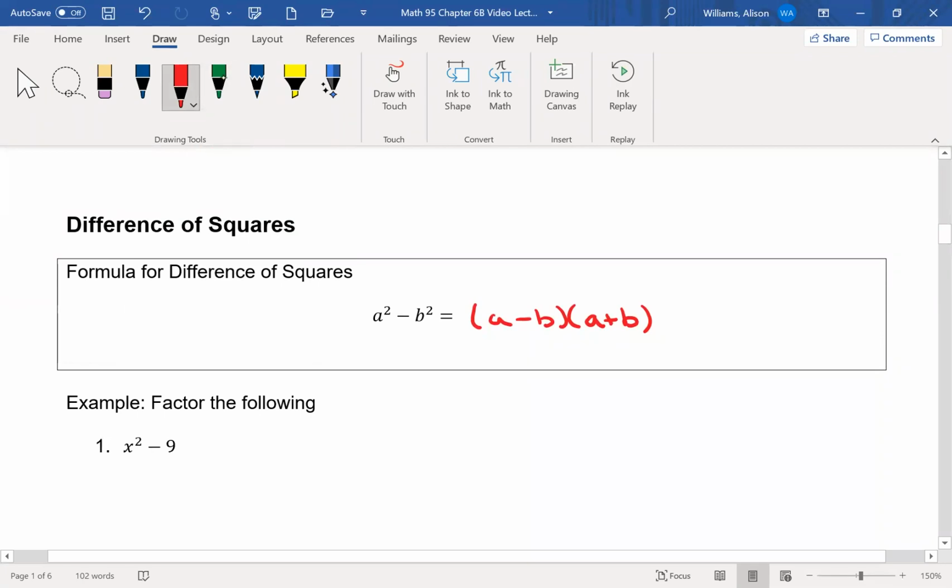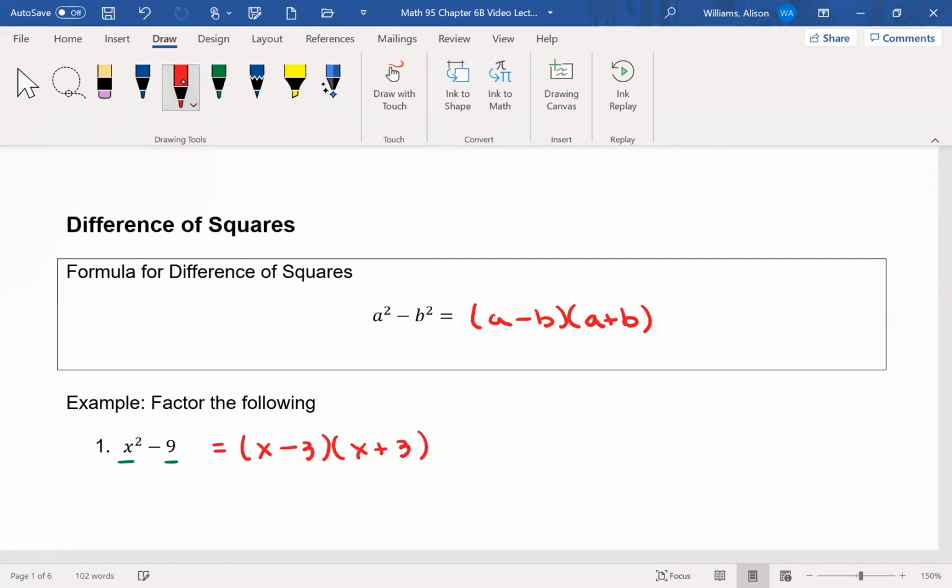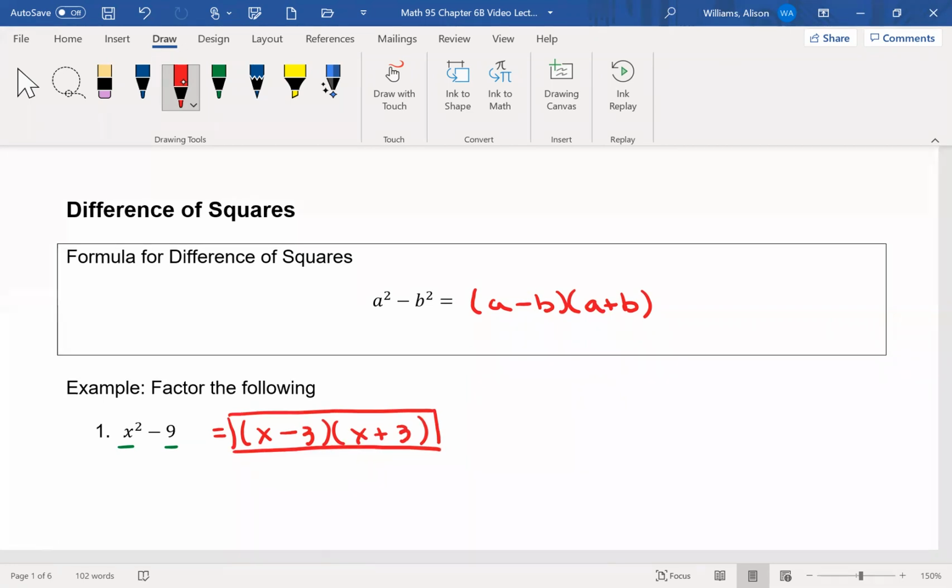So when I look at this first example here, I notice that my first term is something squared. It's x squared. But 9 is actually a perfect square because 3 squared is 9. So this is going to factor into x minus 3, x plus 3, where the 3 is coming from the fact that it's the square root of 9, and the x is coming from the fact that it's x squared. I'm sorry, that 3 is the square root of 9. I hope that made sense the way I said that. It's a little bit funny.